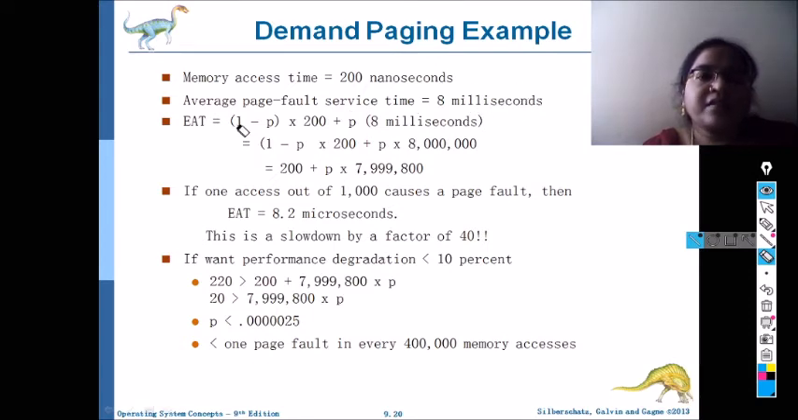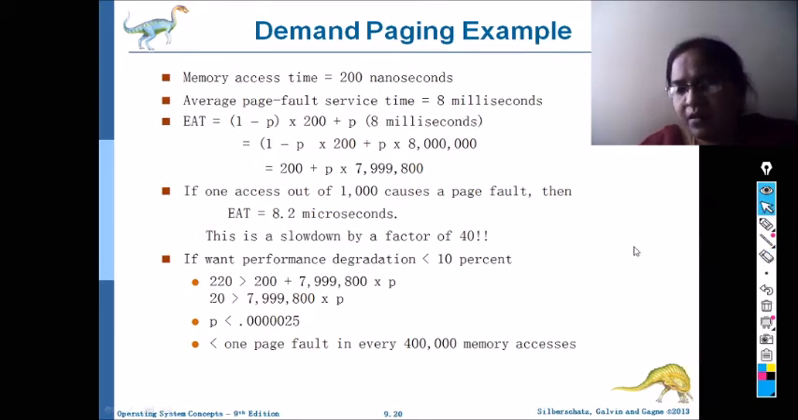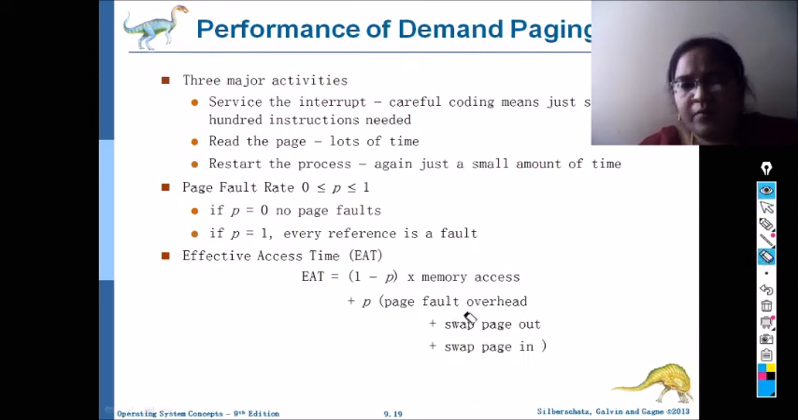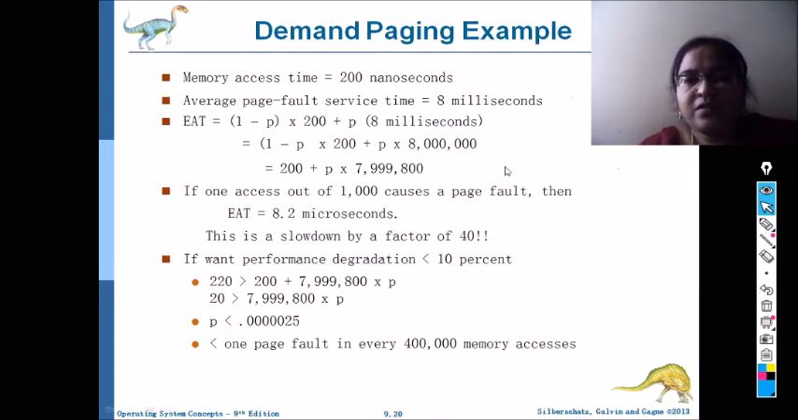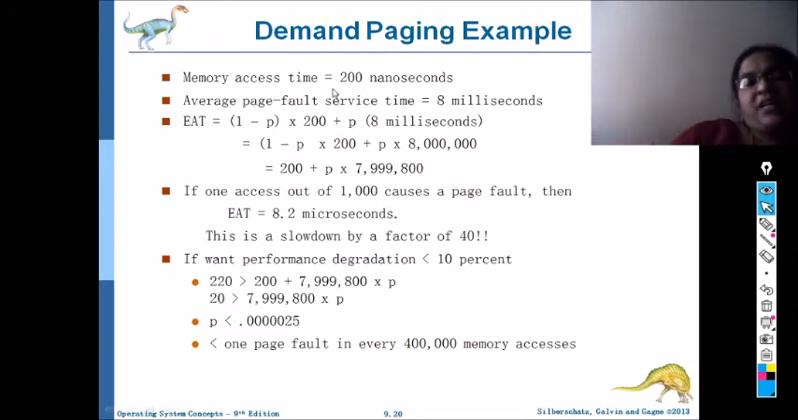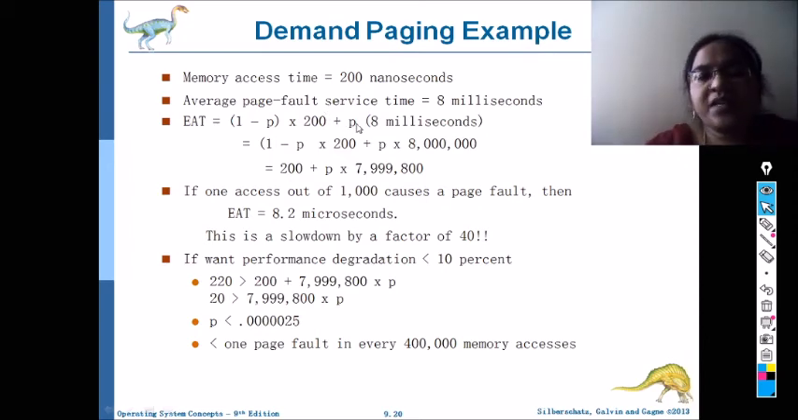Now effective access time is (1 minus P) into 200, the memory access time, plus P, where P is the page fault probability, into the page fault service time, which is given as 8 milliseconds. In the previous formula, the page fault overhead plus swap page out and swap page in, this entire thing is 8 milliseconds in this example. So (1 minus P) into 200 is the memory access time for no page fault, plus P if a page fault occurs.